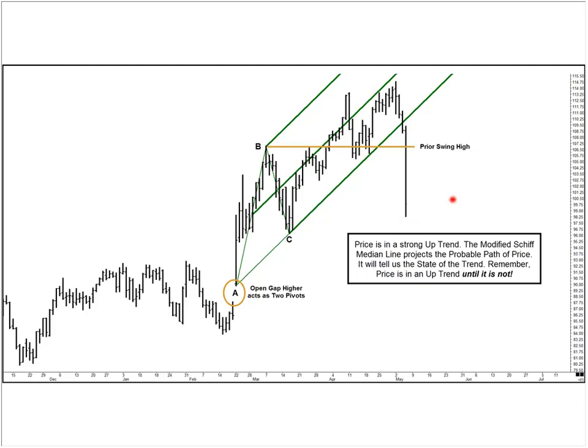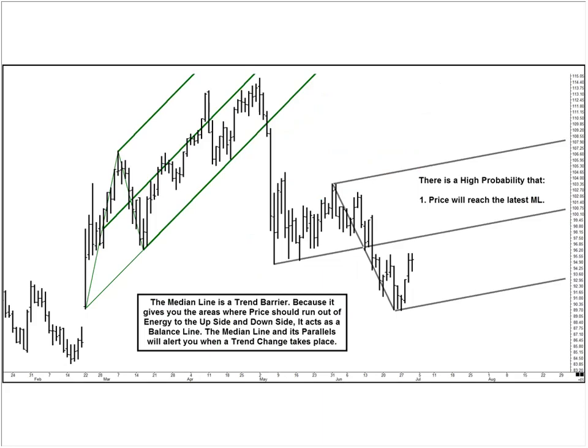How do we deal with that? So the median line is a trend barrier because it gives you the areas where price should run out of energy to the upside and the downside. It acts as a balance line, and the median line and its parallels will alert you when a trend change takes place. A trend change has taken place. Look at it. So what happens when a trend change takes place? That's all right. We can draw again. We'll wait for the market to give us a clue.